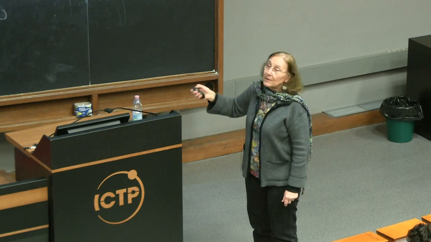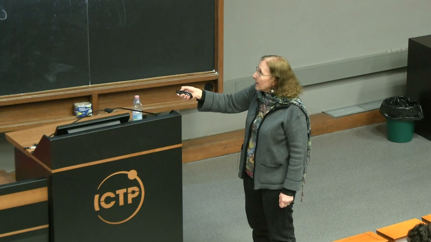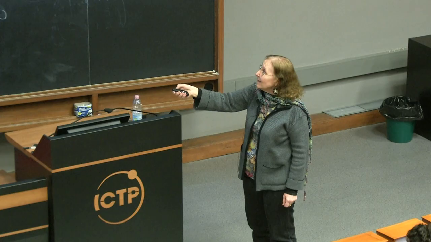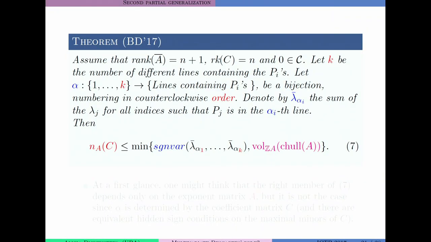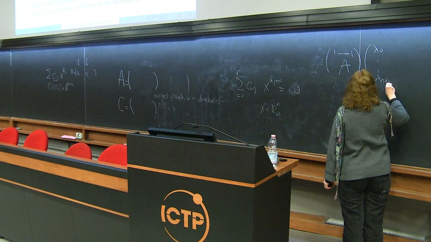But let's forget about this, okay? So this is another bound, but this is smaller than this. So it's the sign variation of a sequence that has k numbers here, and k is the number of lines. What I wrote here is what the lambdas are. So what are the lambdas? I was calling them lambda 0 to lambda n plus 1.